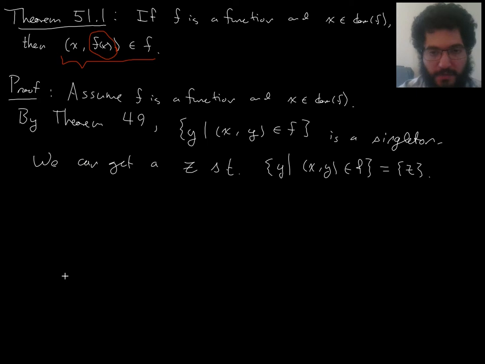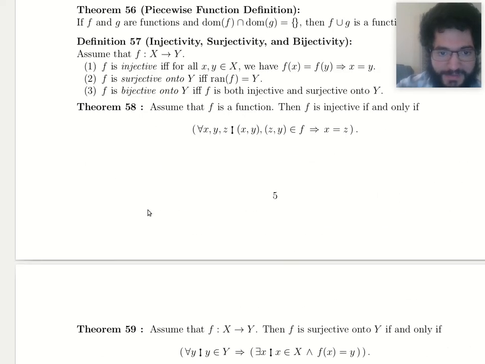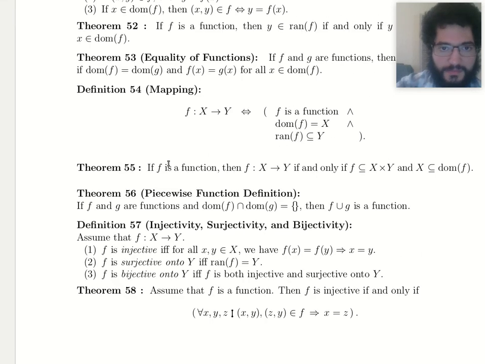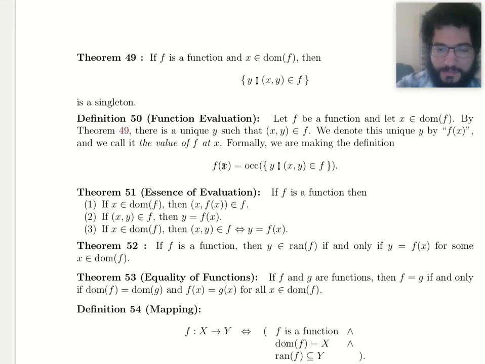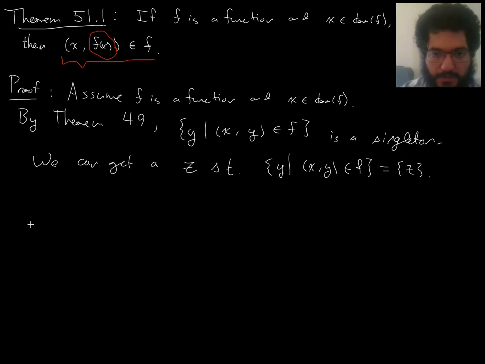Now we can make use of the fully symbolic formal version of the definition of function evaluation. Sorry, definition 50. So I want to use this. This is what f of x equals. This is what it's defined to be, the occupant of this set. And I now have written this set in the form of a singleton.